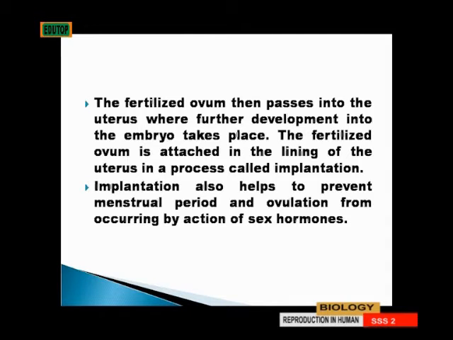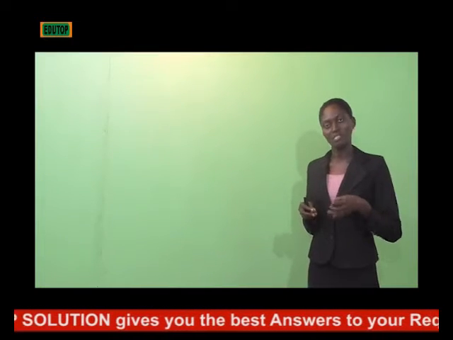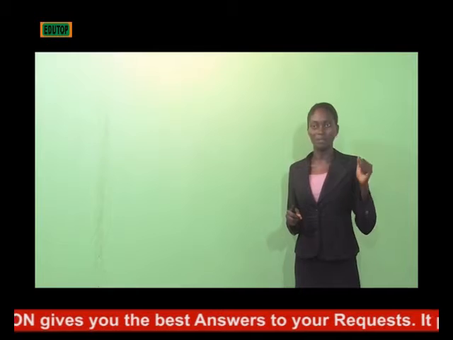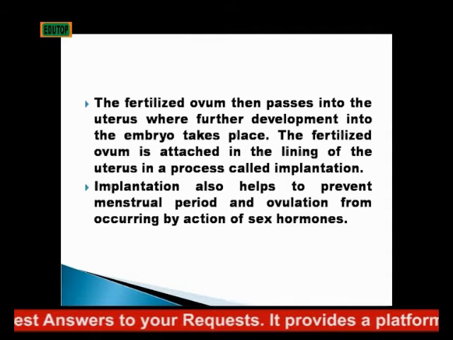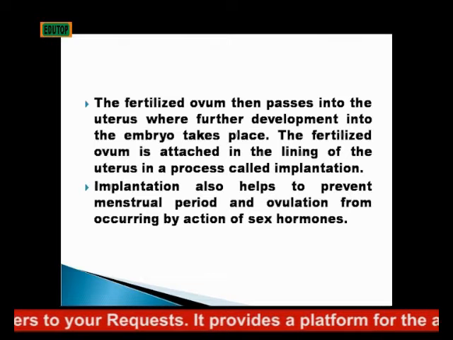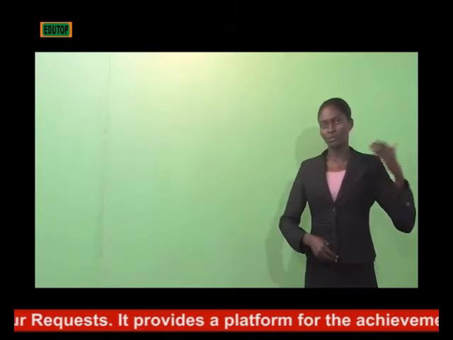The fertilized ovum now, after it is fertilized, passes into the uterus, that's the womb, for further development, and that is where the zygote will fully develop into a new individual. The fertilized ovum is attached to the lining of the uterus in a process called implantation. So the fertilized ovum is attached by a method called implantation. Implantation helps to prevent menstrual period and ovulation from occurring by action of sex hormone.